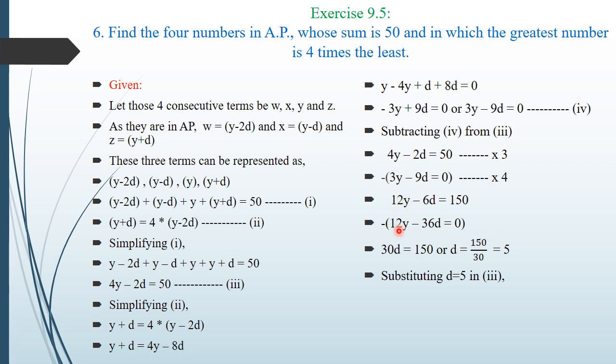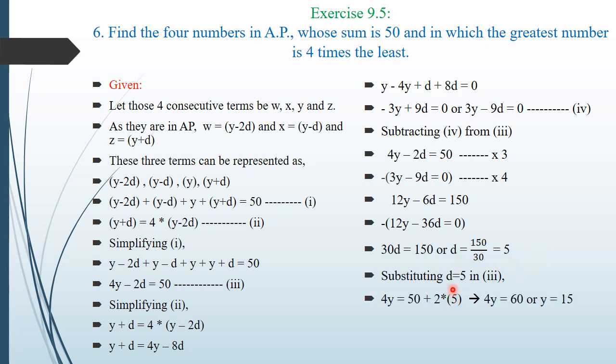12y minus 12y gets cancelled. 6d minus, this minus into minus will be plus. So minus 6d plus 36d will be 30d, which is equal to 150, or d is equal to 150 divided by 30, so I am getting d as 5 here.